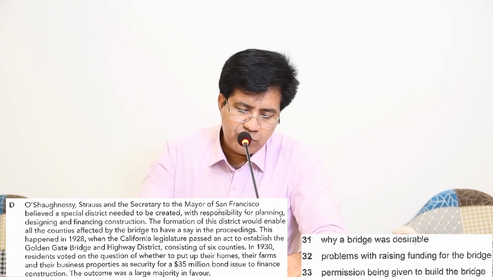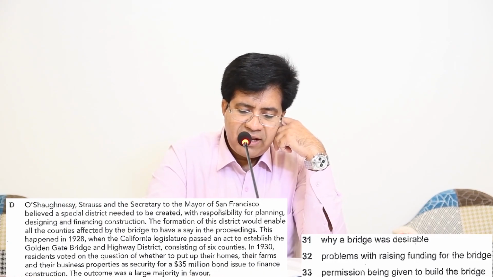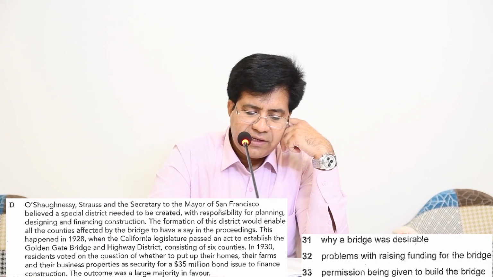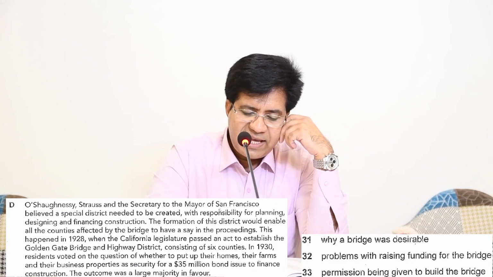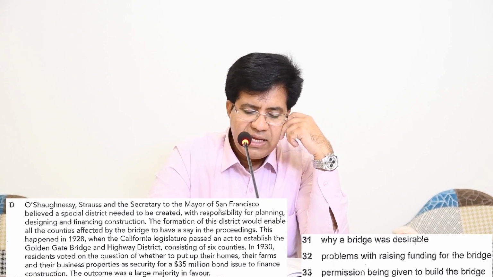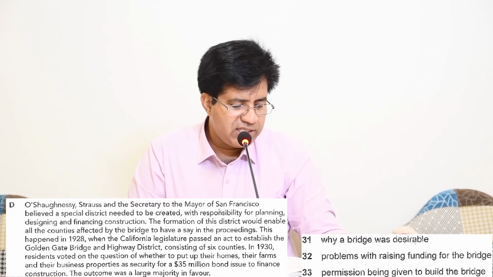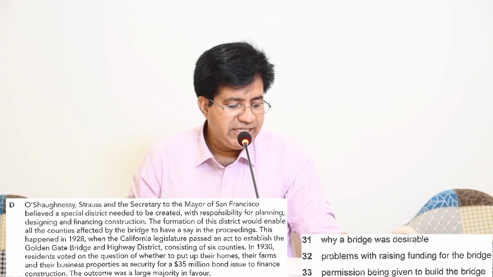Please come to the second page and it continues there. However, the district struggled to find a financial backer amid the difficulties of the Great Depression, a problem made worse by years of expensive legal proceedings. Now, desperate, Strauss personally sought help from the president of Bank of America, who provided a crucial boost by agreeing to buy $6 million in bonds in 1932. So, the question is about problems with raising funding for the bridge and how they solved that problem. Question number 32, answer is D.